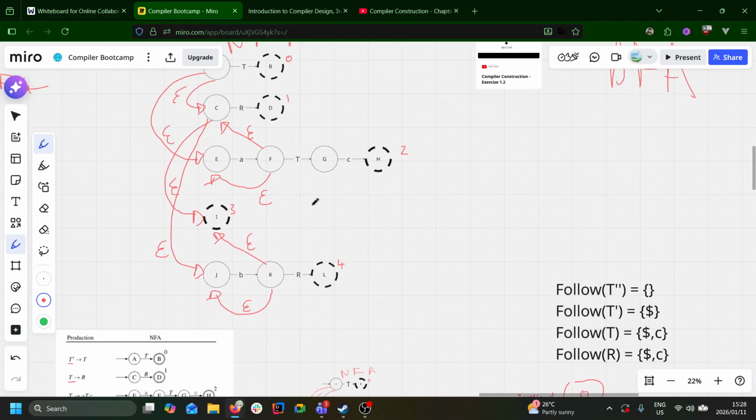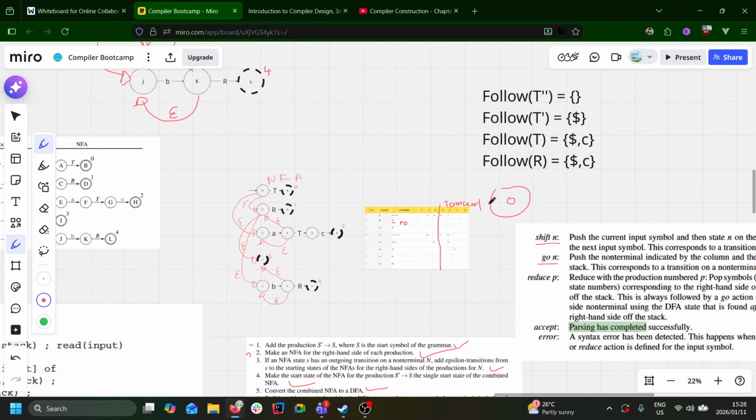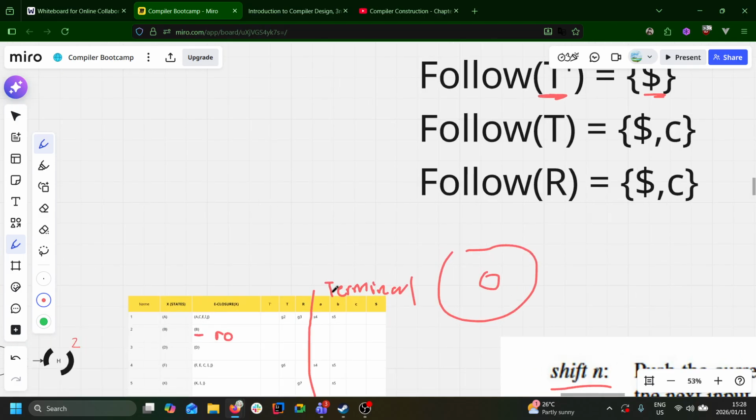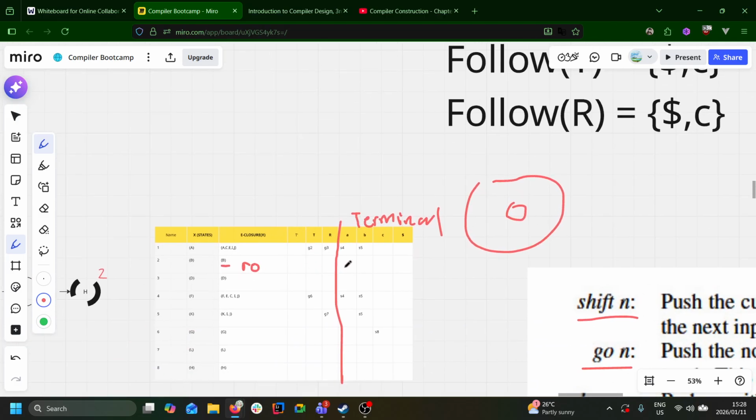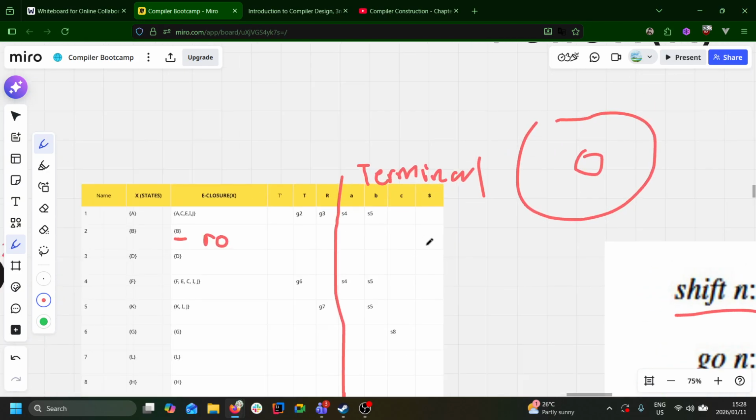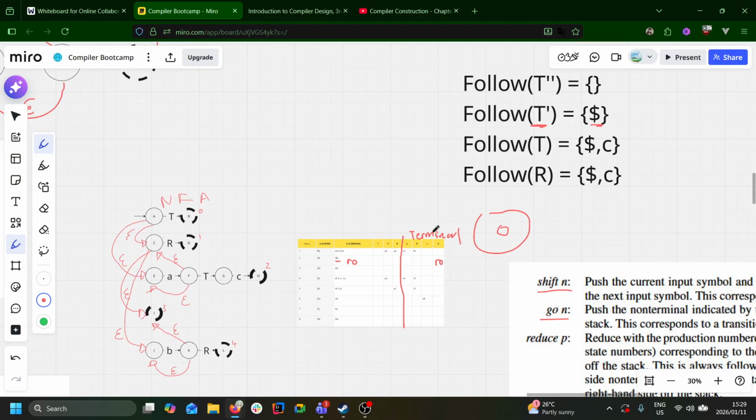B is which number? B is 0, and 0 is T prime. So since it's T prime, we're going to look at this over here, and we're going to add it at this column. So reduce 0, we add it at the $ column. So we're going to add reduce 0 over here. Does that make sense how I got to that? Like how I got to this point?